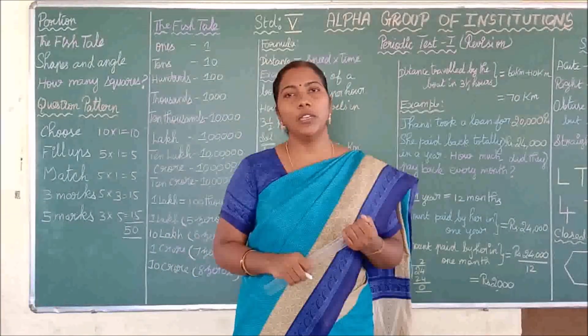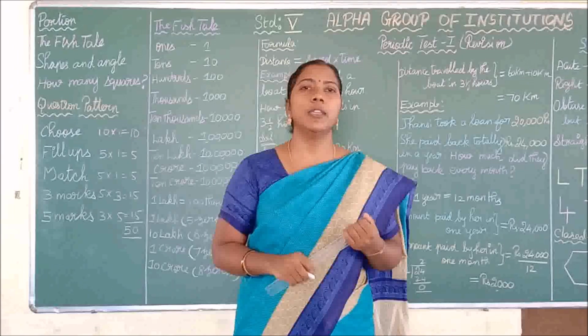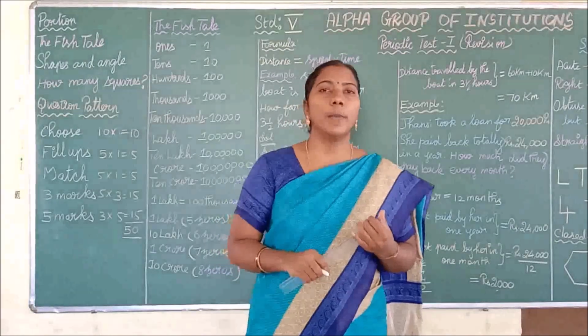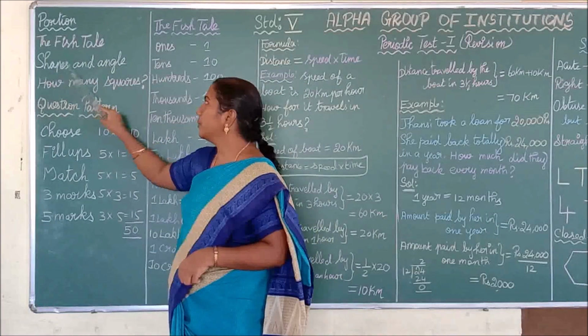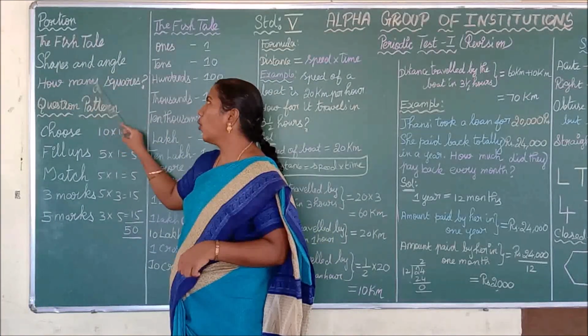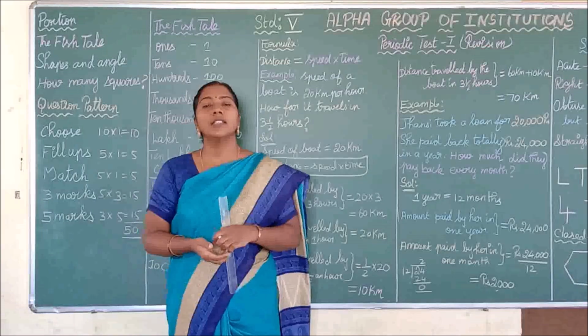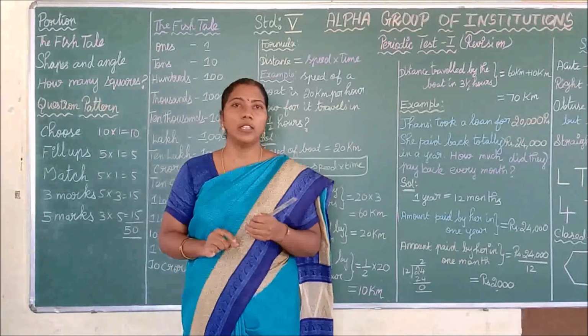You are going to write your quarterly examination, that is periodic test 1. Your maths portion is the 3 chapters: the fish tail, shapes and angles, and harmony squares. These are the 3 chapters for your quarterly examination.